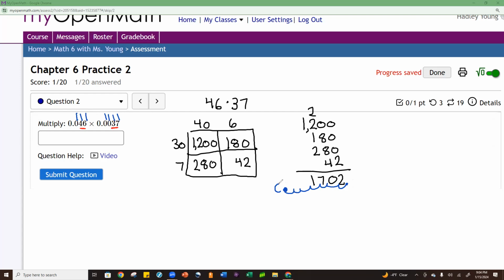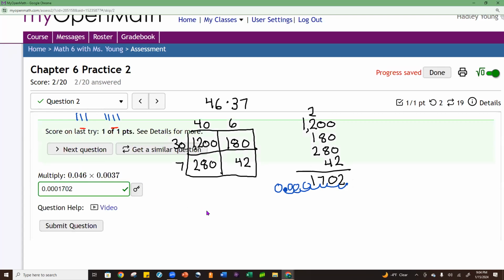Okay, I need a zero in my ones place. We have empty spots in the tenths, hundredths, and thousandths place, so I have to put zeros there too. Okay, so if I type this in, I get 0.00011702. And we got that one right.